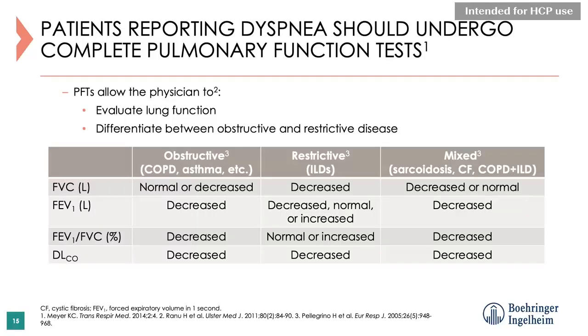Mixed diseases, which can be seen in sarcoidosis, cystic fibrosis, or sometimes combined pulmonary fibrosis and emphysema, which happens when you get COPD and ILD together, can cause variable degrees of each of these, with the notable exception of DLCO, which is almost always decreased. But you can see patients that have normal spirometry, normal volumes, but a markedly reduced DLCO.